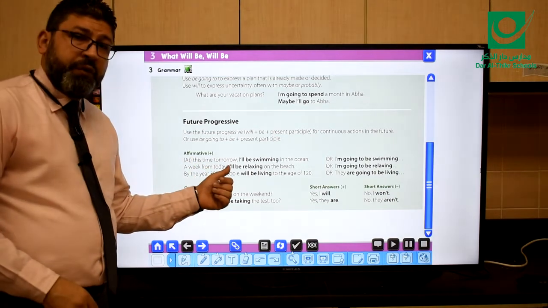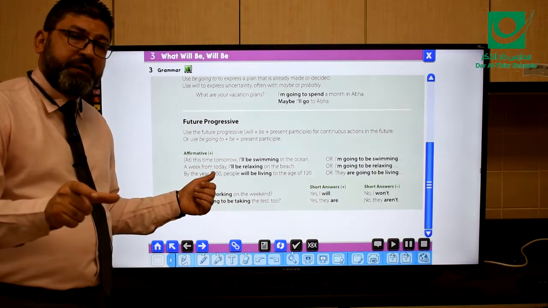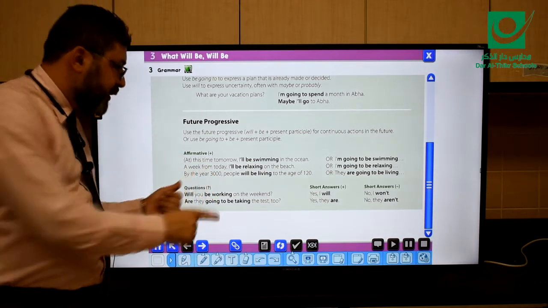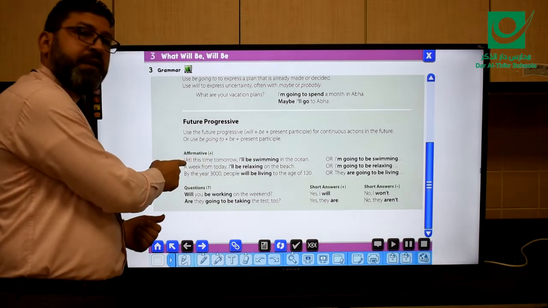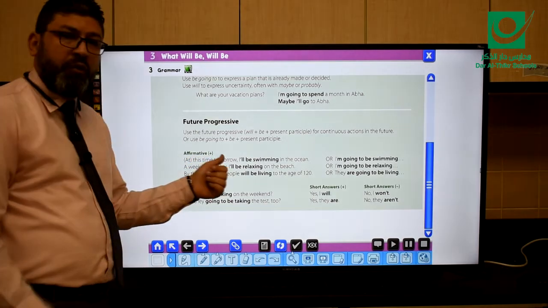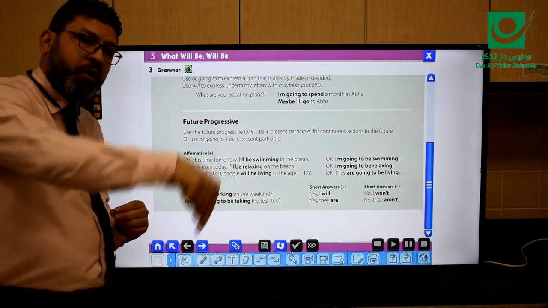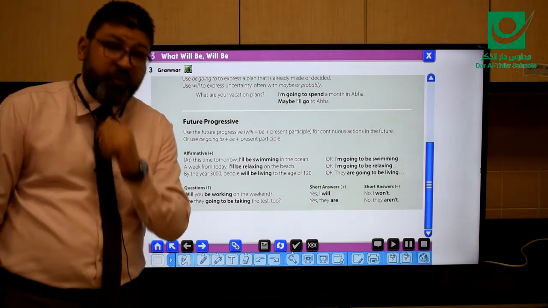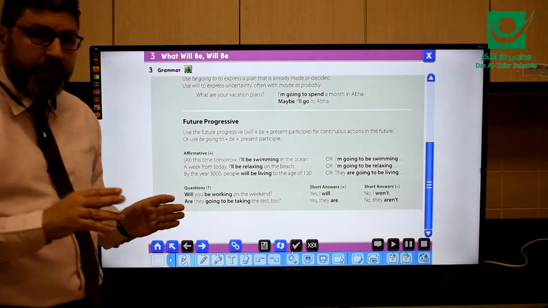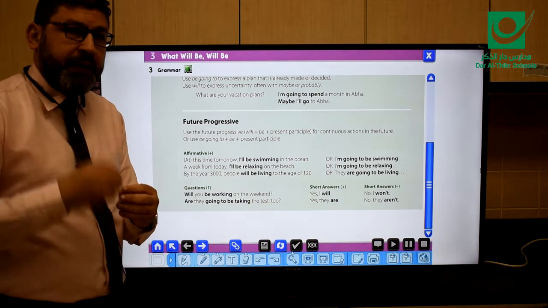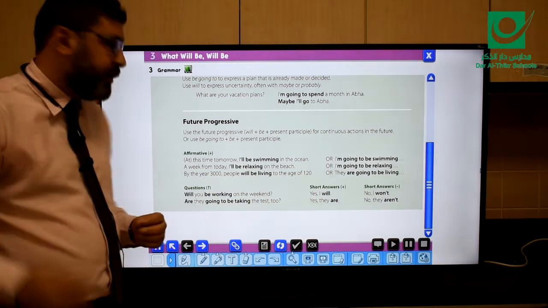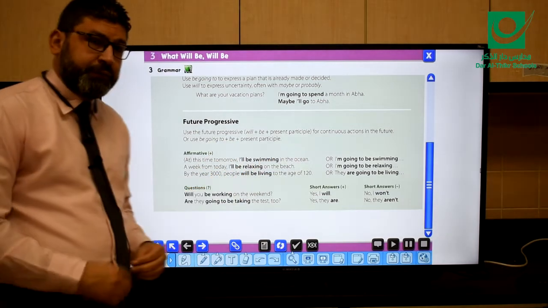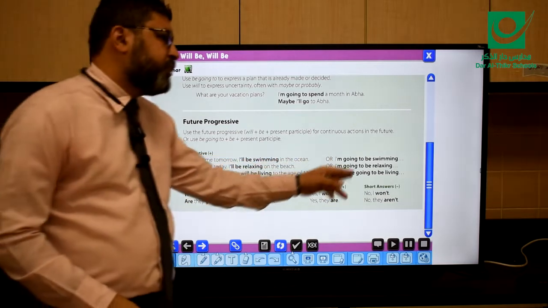This time tomorrow, this is a very important keyword. Remember, when we talk about a tense, we have to talk about form, usage, and the keywords. This is one of them. When I say this time tomorrow, this time, but when? Tomorrow, in the future. I will be swimming in the ocean. Again, I talk about an action which will be in progress in the future. So I said, this time tomorrow, I will be swimming in the ocean, or I'm going to be swimming.